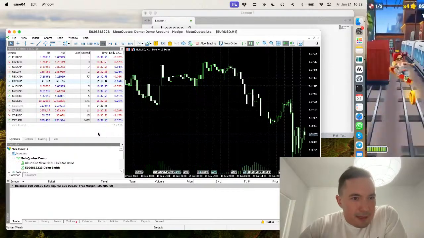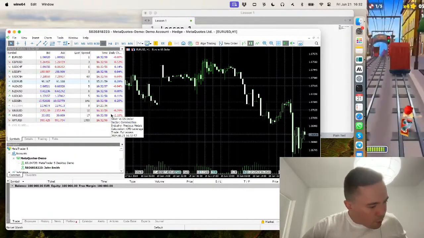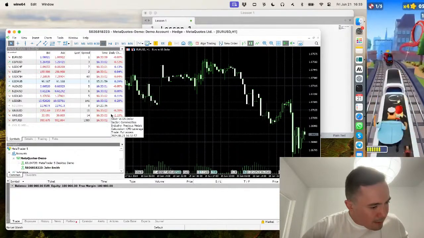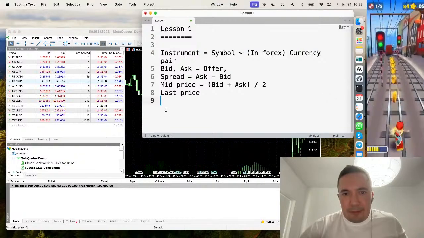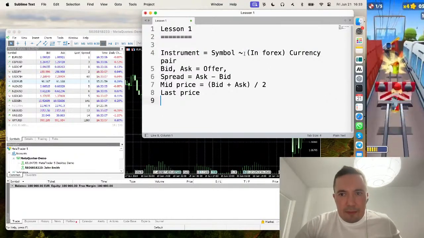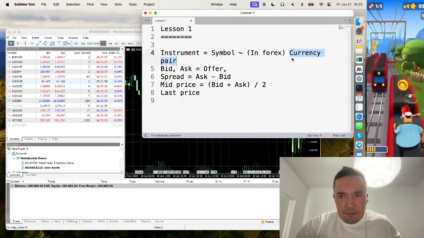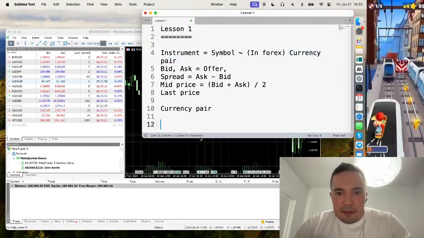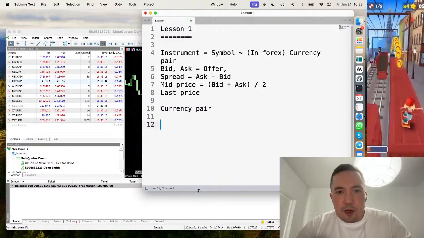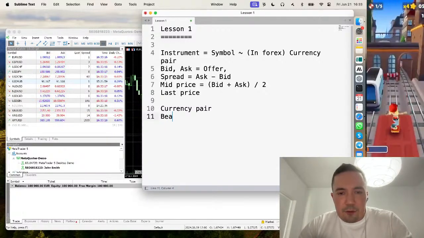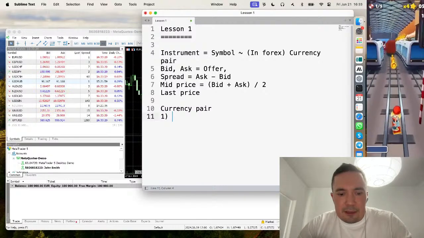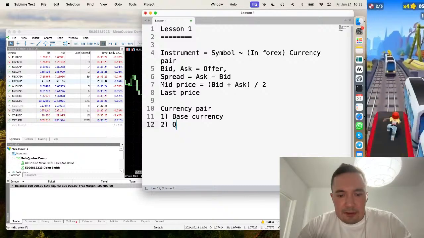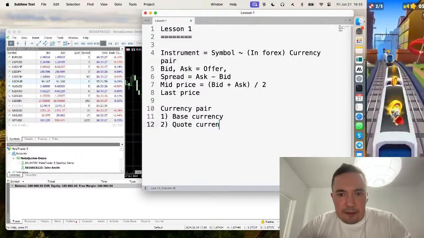Okay. Some other terms. What do we need to know? I think we need to know about the currency pairs, right? These ones. There are specific names for these two currencies. The first currency is called the base currency. The second currency is called the quote currency.